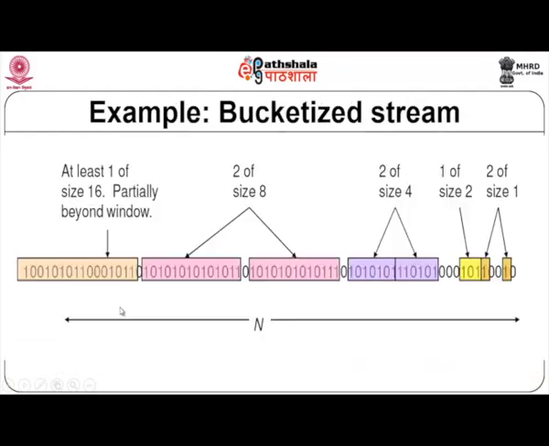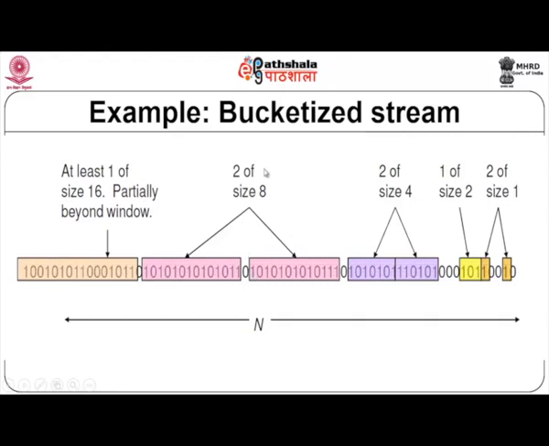For example, if this is a bucketized stream, you will find there are two buckets of size 1, that is this bucket can hold only one value. Then you have one bucket of size 2 indicating there are 2 ones in the bucket. Then you have two buckets of size 4 indicating 4 ones inside this bucket. So, take this bucket: 1, 2, 3, 4. Similarly, in this bucket 1, 2, 3, 4 ones are there.